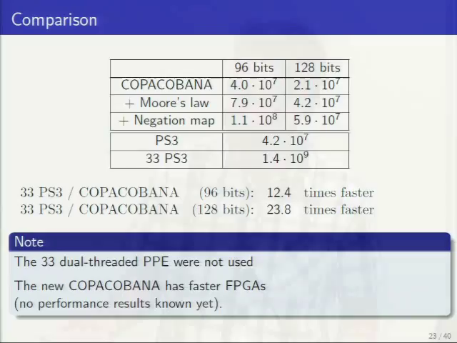But there are actually two buts. We still have this PowerPC core on the PlayStation, which actually didn't compute anything. So we could have sped up our calculation using this PowerPC core. And on the other hand, there is now a new Cobacobana out there with much, much faster FPGAs, but there are no performance results known yet how fast these algorithms would actually run on this newer Cobacobana because it's out this year. It's really new.